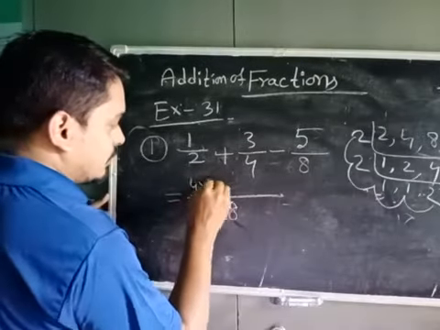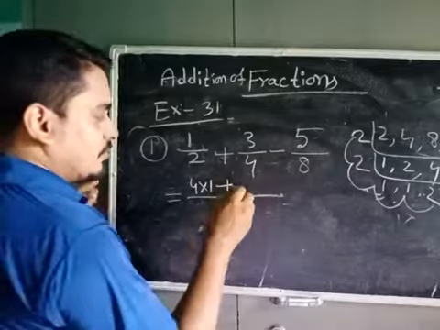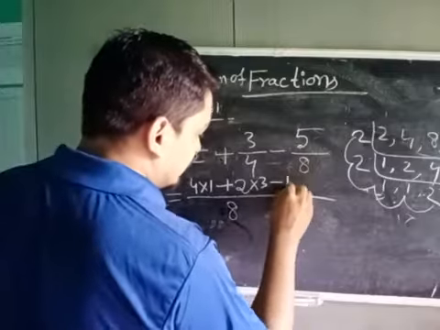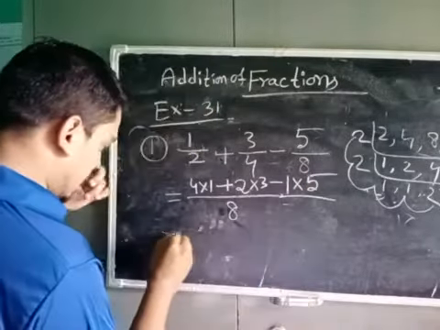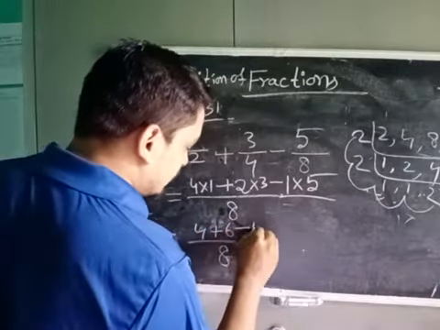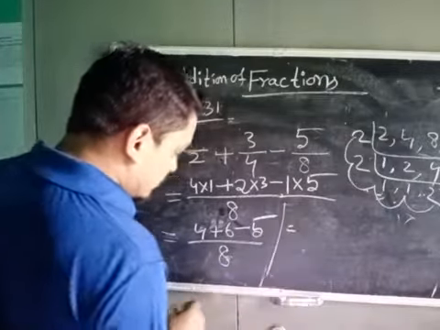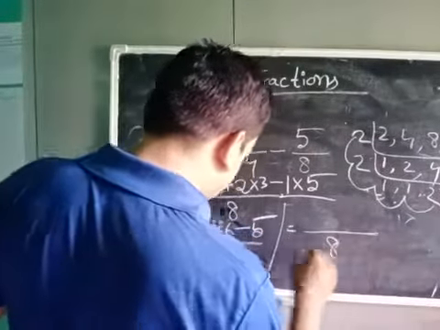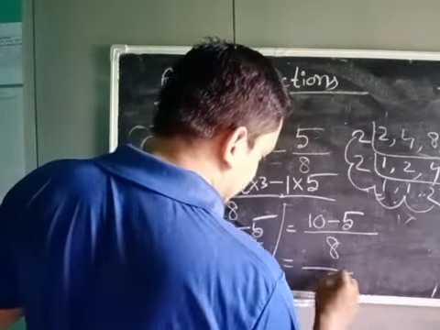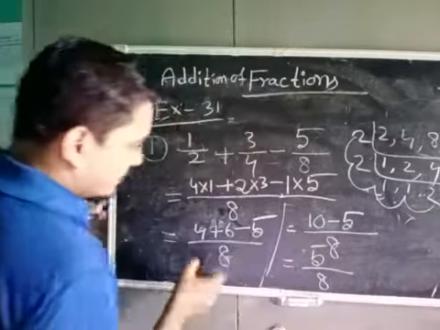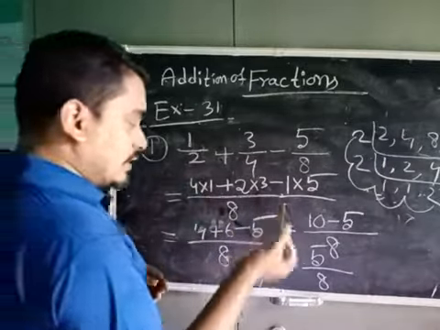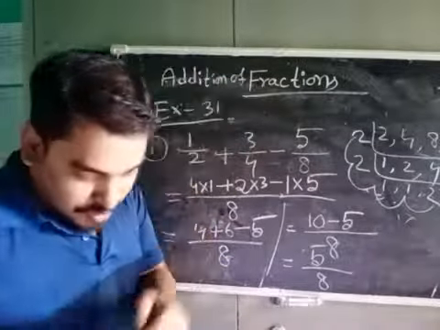So we will get 4 into 1 plus, if we divide this one by 4, we will get 2 into 3 minus, if we divide this one by 8, we will get 1 into 5. Understand? So downside we have 8, so 4 1 is 4 plus 6 minus 5. Then after equal to, we have 8 and then 4 plus 6 equal to 10 minus 5 equal to 8 and we have 5. Here we did plus and here we did minus. After finding the sum we did subtraction. Understand? In this way you have to solve.